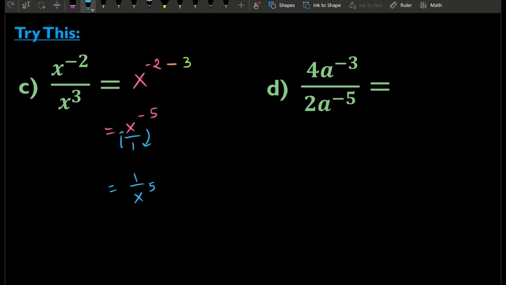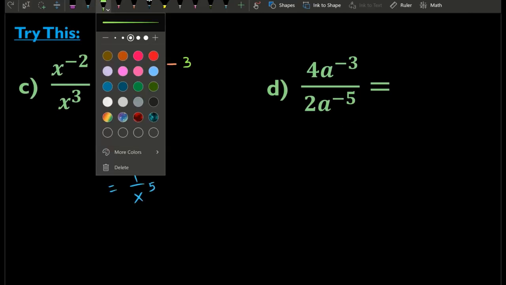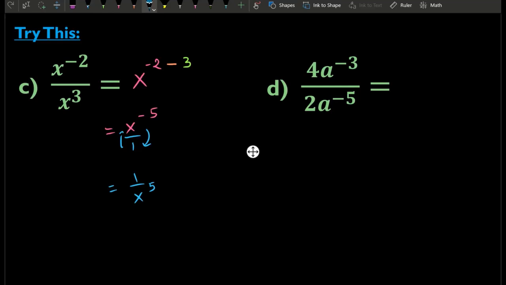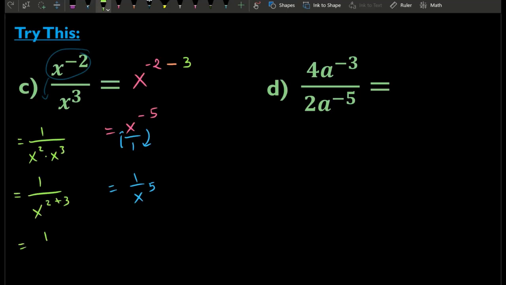Alright, in method 2, some of you are going to flip this from the beginning. Because of the negative exponent, you're going to take it down to the denominator. There's nothing on top, so we put 1, and x to the 2nd times x to the 3rd power. Then because it's multiplication, you add the exponents, x to the 2 plus 3. That will be 1 over x to the 5th power.